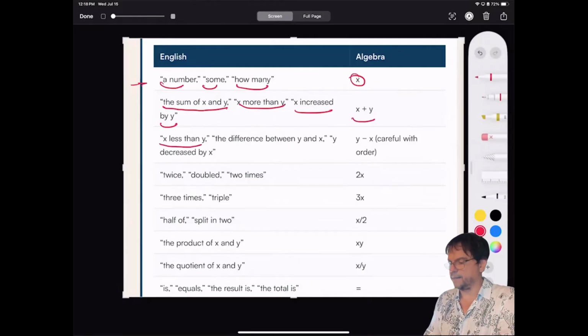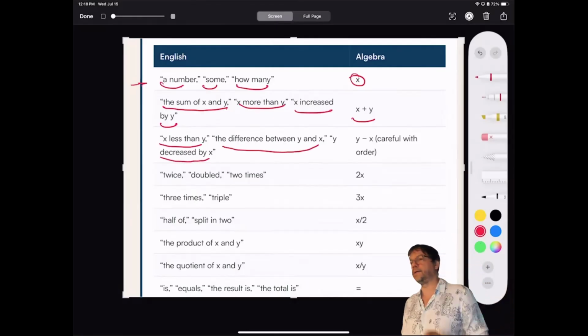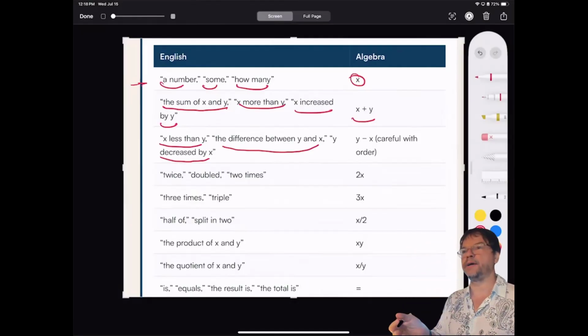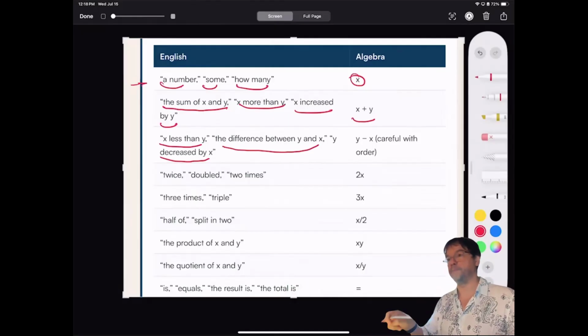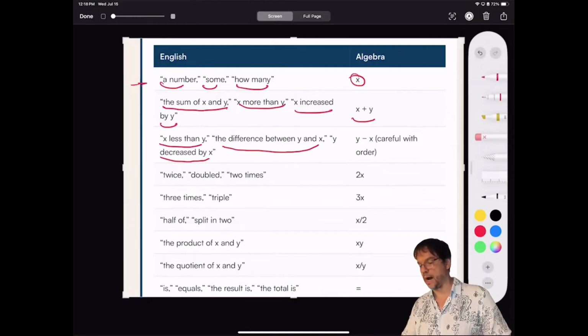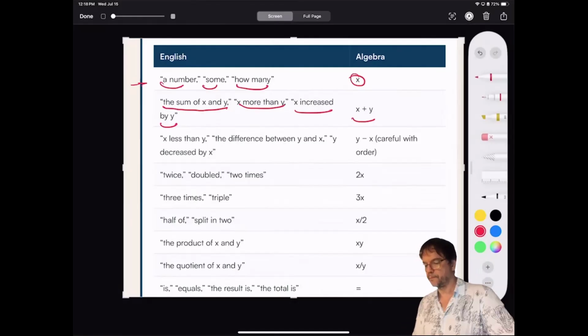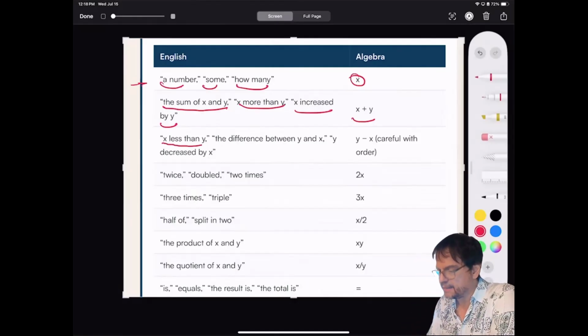X less than Y. The difference between X, Y, and X. Y decreased by X. Okay, here we foreigners. Are you American? Yeah. I'm not. So we foreigners, we have problem on this. I will show you why. X less than Y. Look, is Y first. X less than Y is Y minus X. So be careful with this.